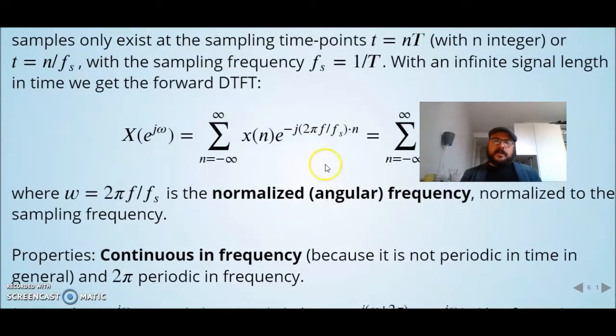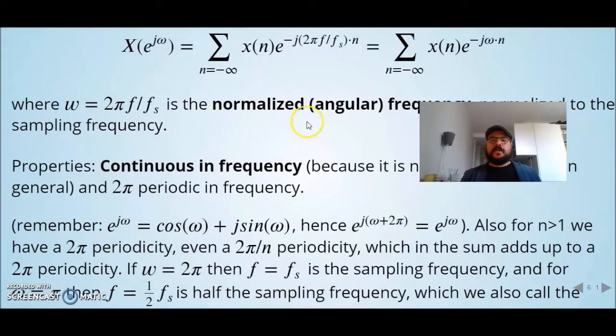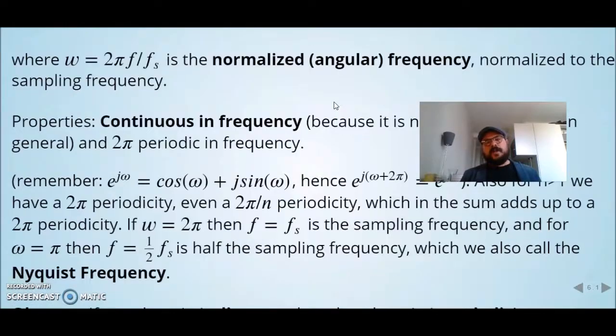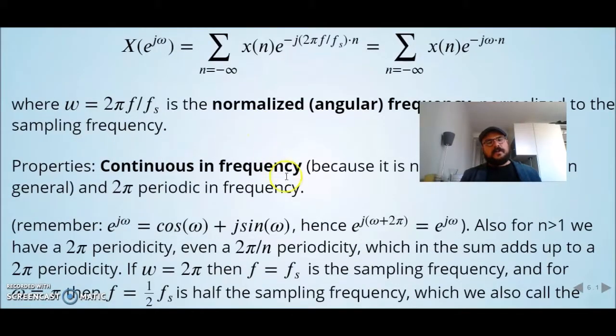This transform is continuous in frequency, and it's periodic, so it has a periodicity of 2 pi. And one thing to have in mind is that when one domain is discrete, the other domain is periodic. So we are in time discrete, and that's periodic in frequency.